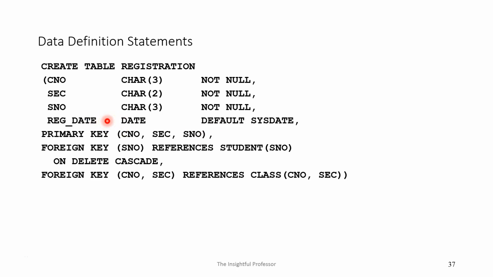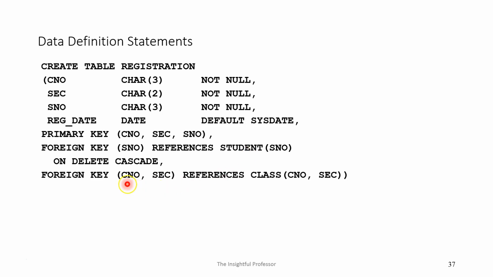When did the registration event take place? That's the date data type. Now, we have two foreign keys, because remember the registration event relates to a student and relates to a class. SNO, part of the primary key, but when taken by itself, refers to a row in the student table to identify the student who has participated in this registration event.